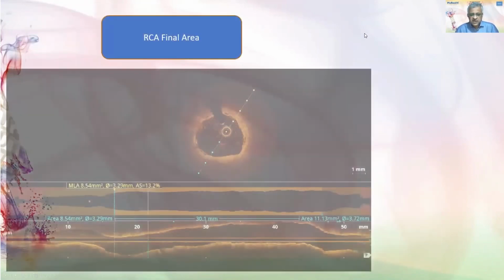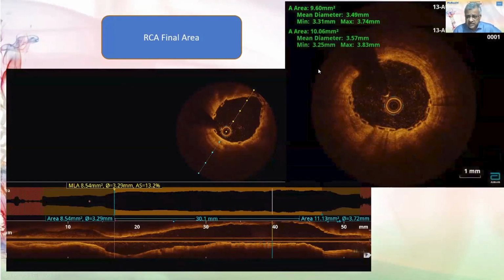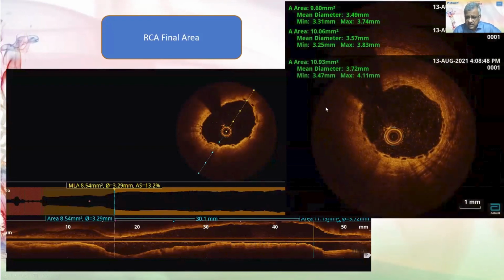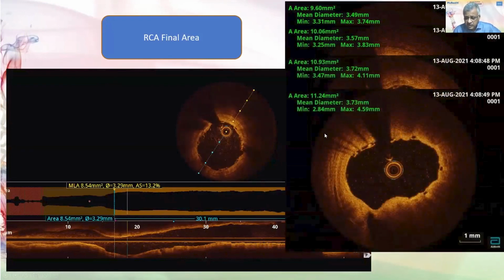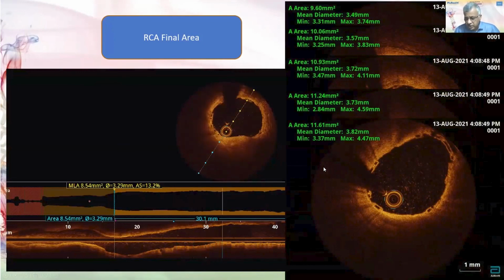This is the final areas we got. So from proximal to distal, the distal most area is 9.6 millimeters squared. Then we come to 10.06, then 10.93, then 11.24, and finally the proximal RCA we got an area of 11.61 millimeters squared with a maximum diameter of 4.47 millimeters.